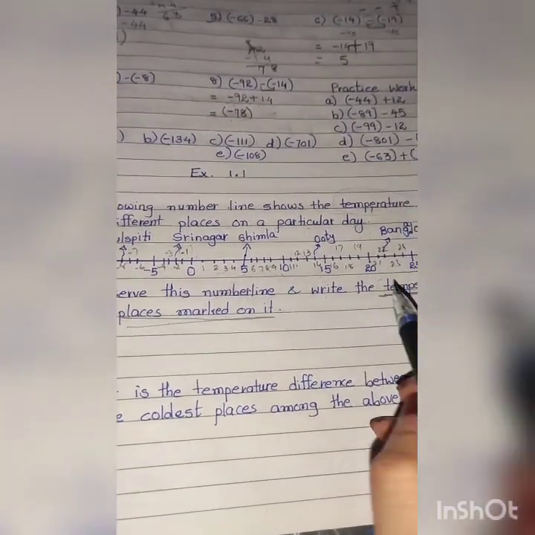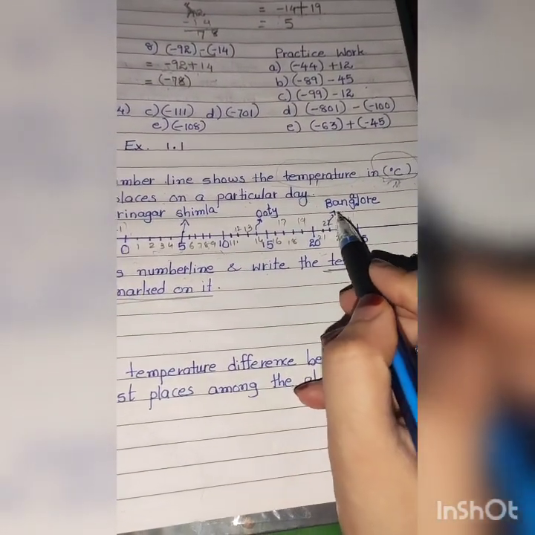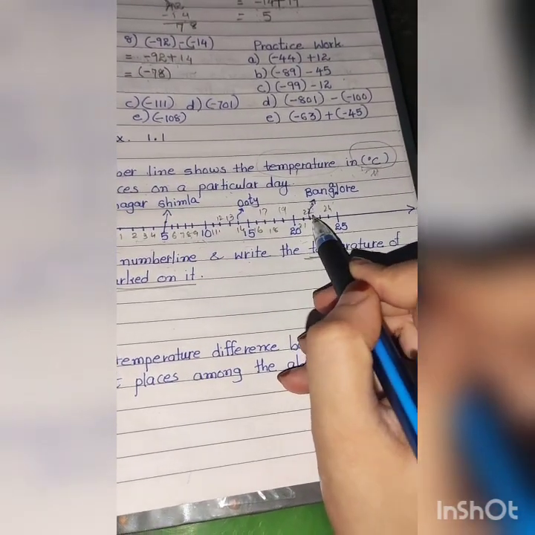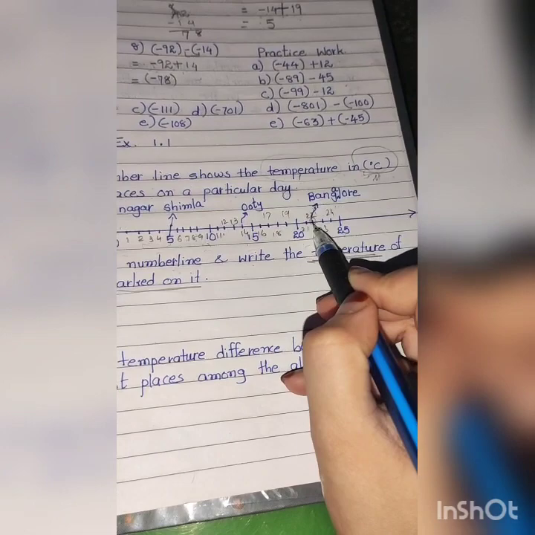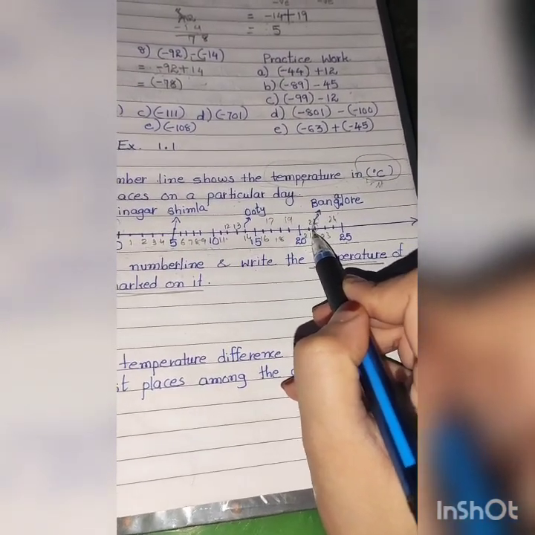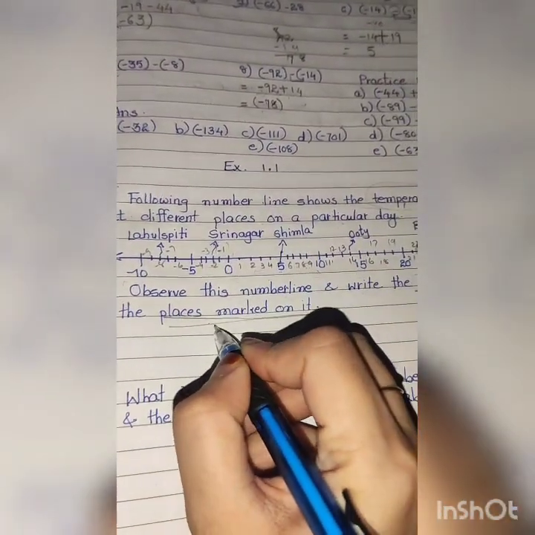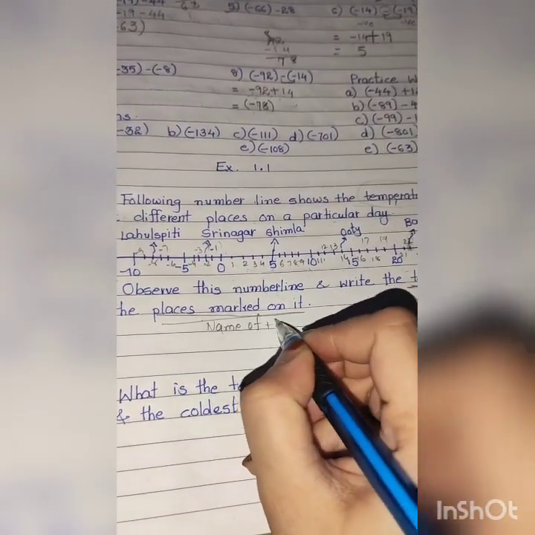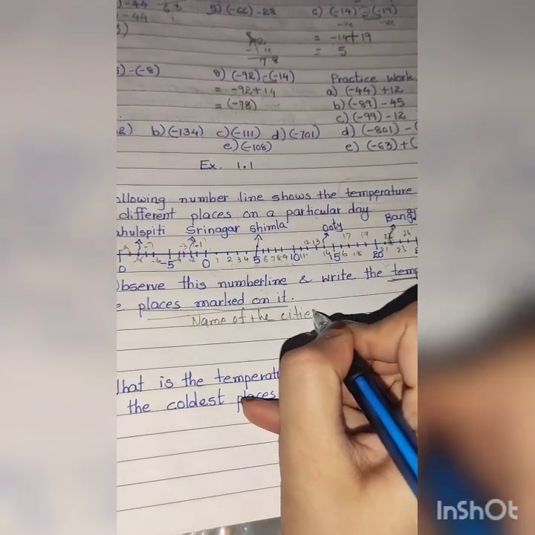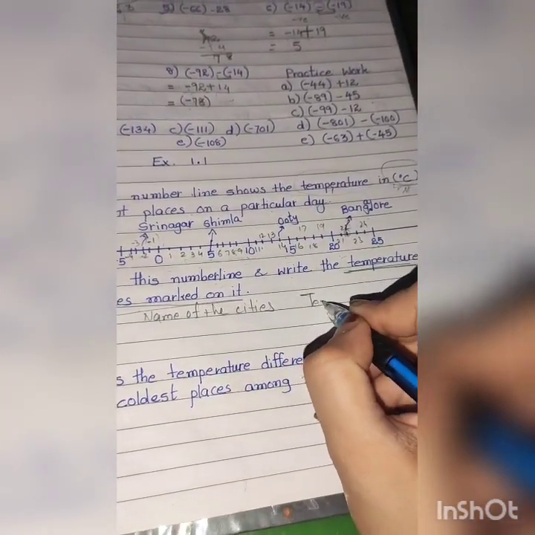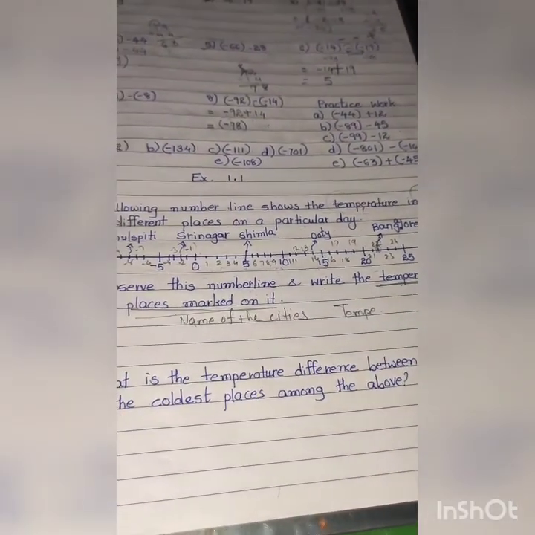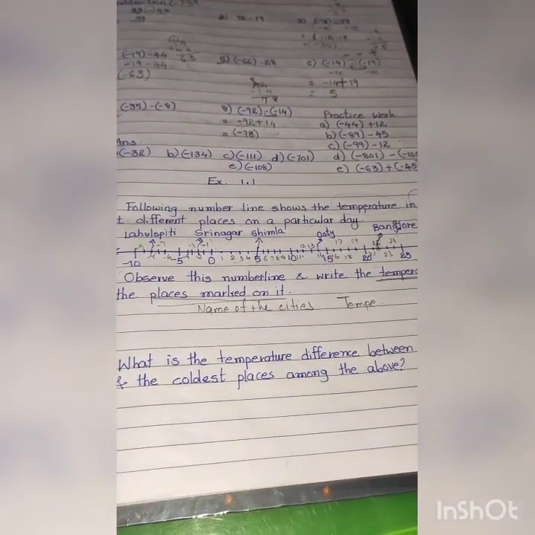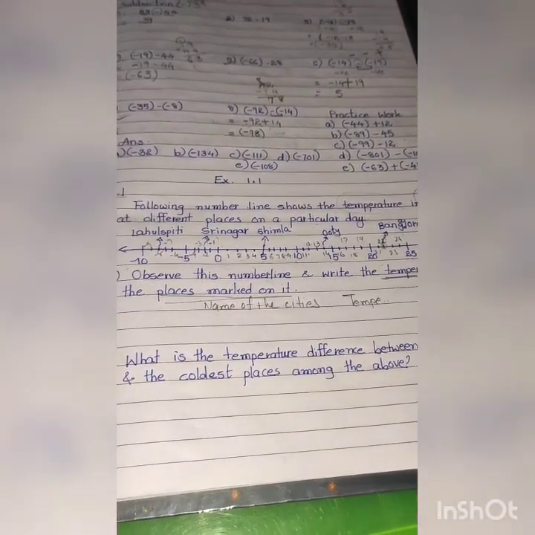Okay, so you can see Bangalore. Look at this arrow. Which number is over here? 22. Positive 22. So you are going to write in this way. You will make one table with the names of the cities, and here you are going to write down the temperature of that particular city. You have to write down the temperature of all the cities, all the places marked on it.